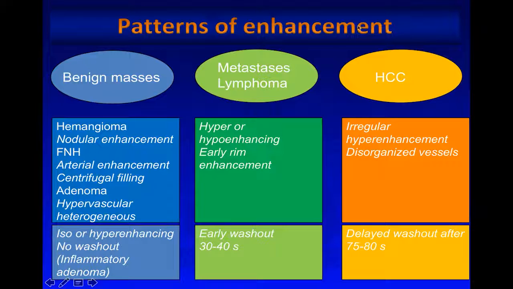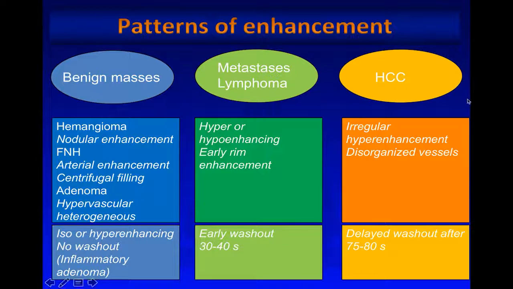By contrast, malignant lesions will have washout in the portal venous or delayed phase. If we look at metastatic disease or lymphoma, usually they have an early washout by 30 to 40 seconds. In the arterial phase, they can be hyper- or hypoenhancing depending on the type of metastasis. But because they're supplied by the hepatic artery, even with hypoenhancing metastasis, oftentimes you'll see an early rim of enhancement in the early arterial phase.